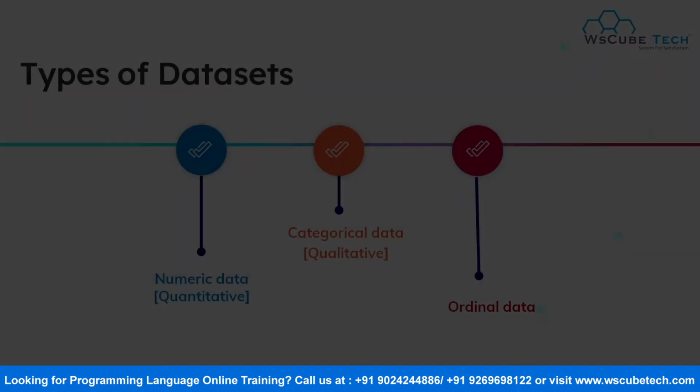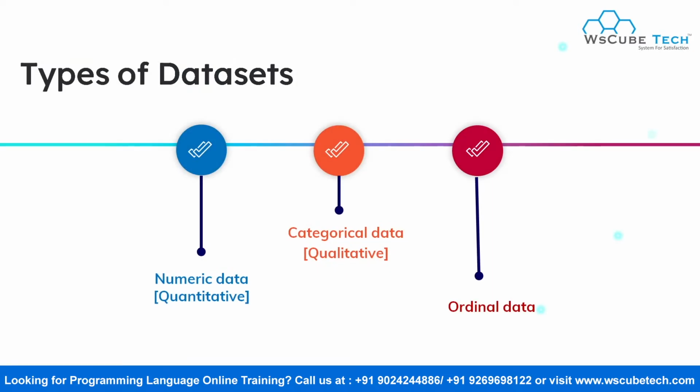Moving on to the next, there are three major types of data. The first is the numeric data type, also called quantitative data. The second is the categorical data, also known as qualitative. And the third is the ordinal data. We are going to talk about all of these.